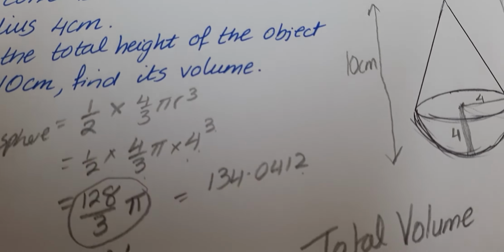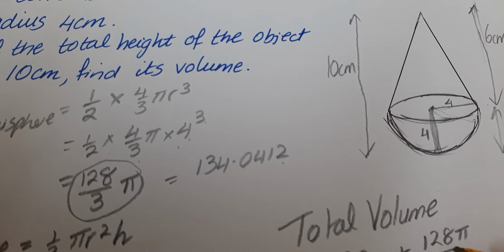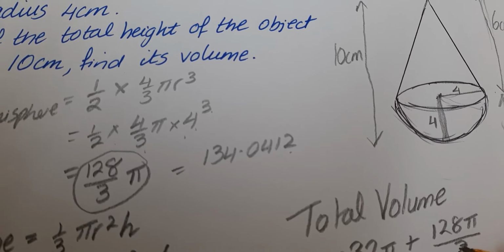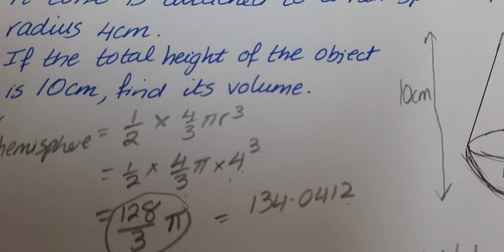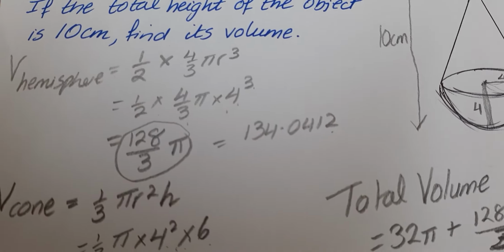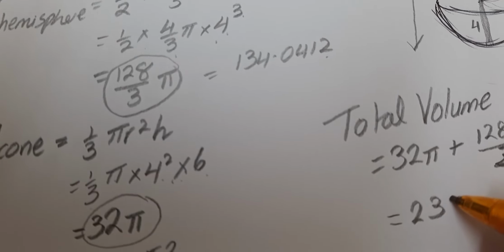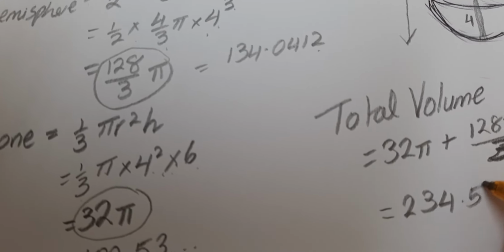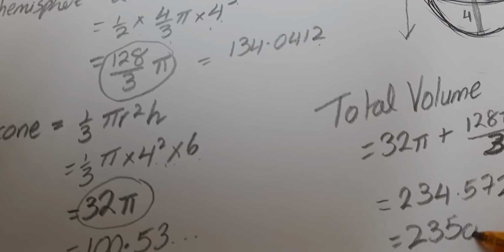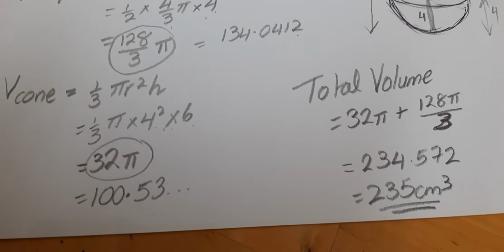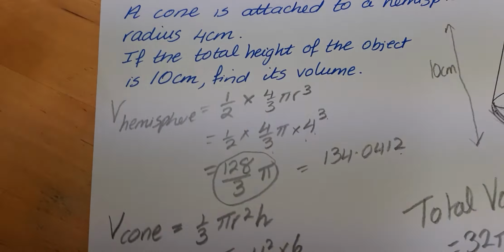So I'm going to say 32 pi plus, I can actually call that 128 pi over 3, because the pi is beside or on the top. It's never on the bottom, because multiplied by pi means it goes on the top with the numerator. So I put them together and my total volume will come to 234.572, which is 235 centimeters cubed to 3 significant figures. Okay, that's that. Let's move on now.